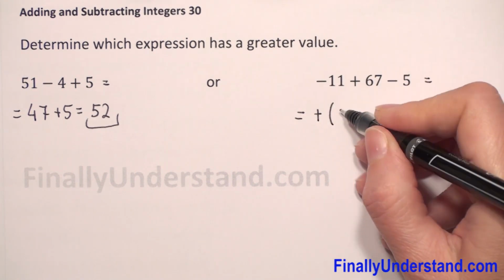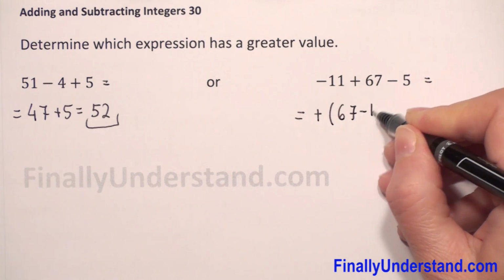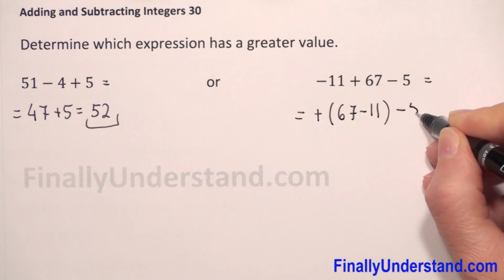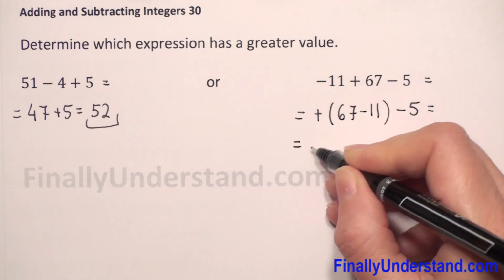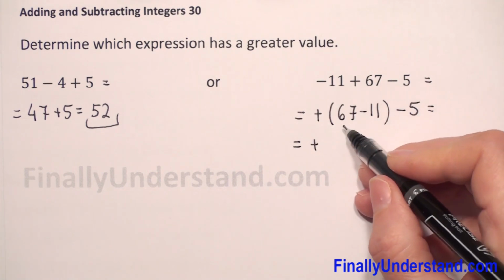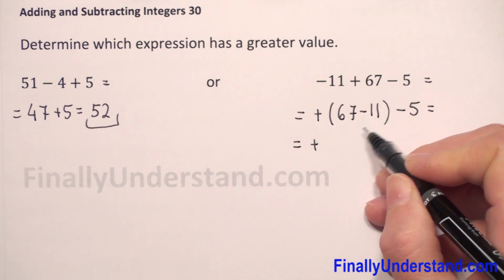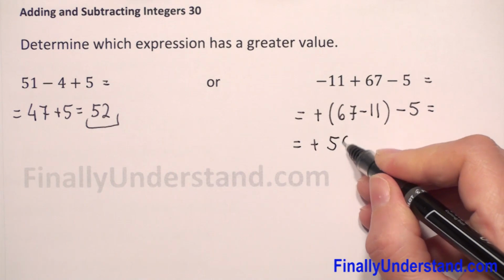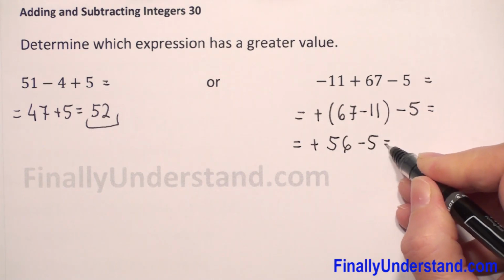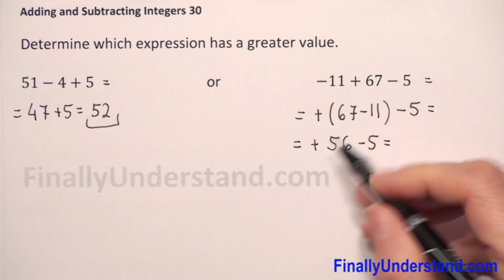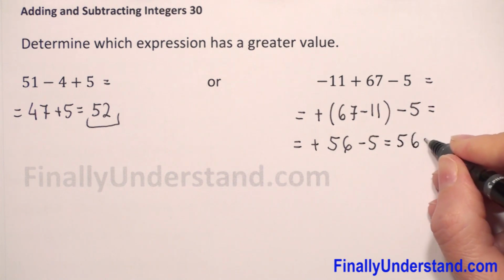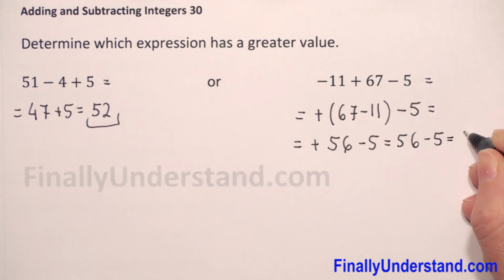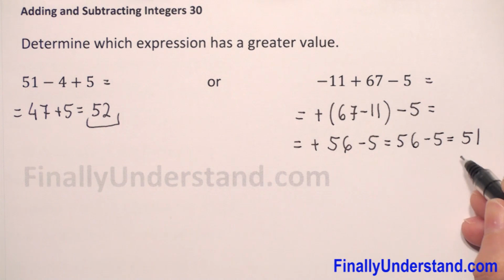greater number smaller. So 67 minus 11 minus 5 we rewrite, so this is equal, positive sign we copy. 67 minus 11 is 56 minus 5, so this is equal, positive sign we don't have to write, so we have just 56 minus 5, this is 51.